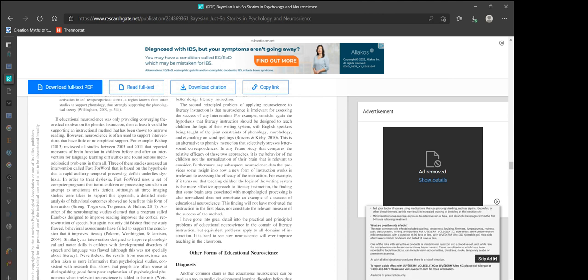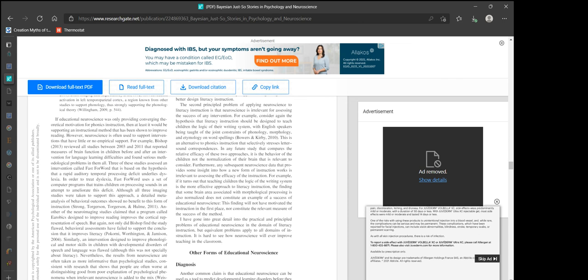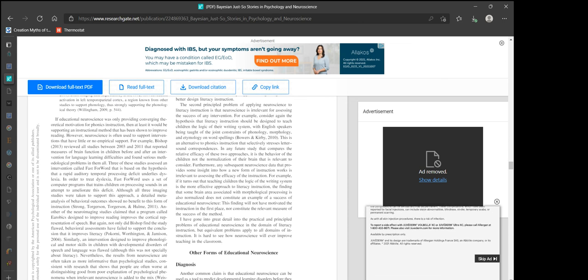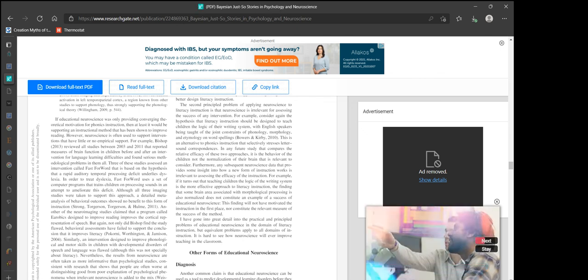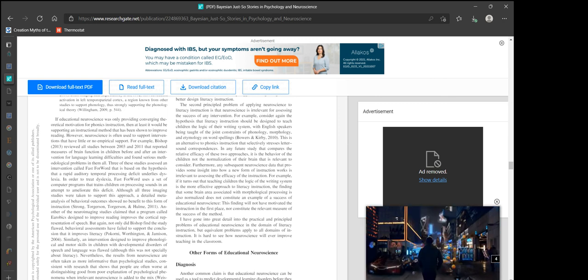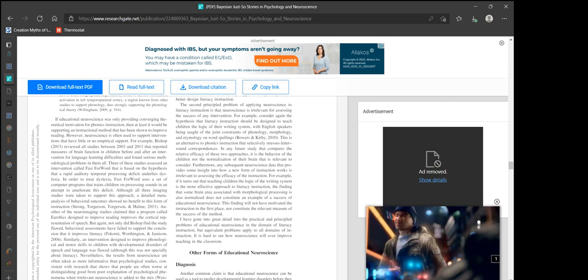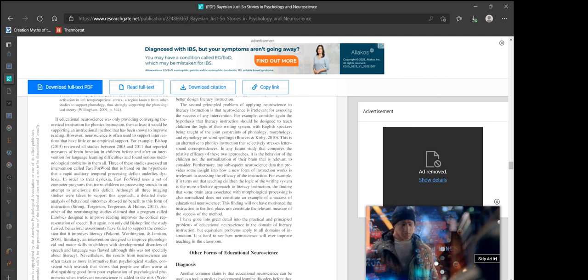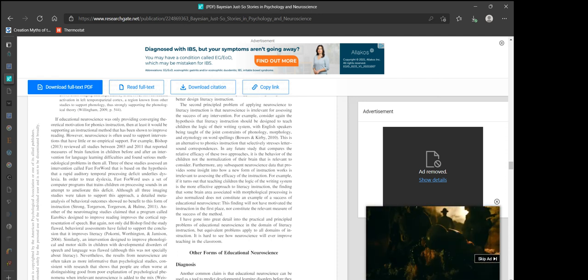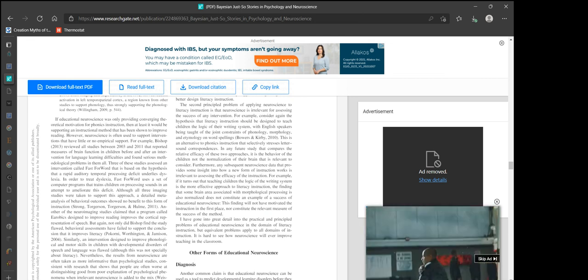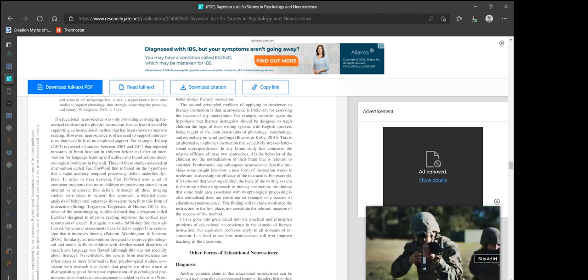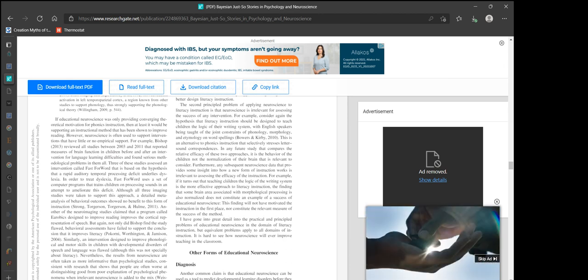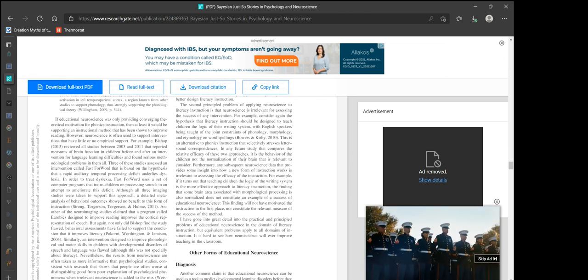The second principled problem of applying neuroscience to literacy instruction is that neuroscience is irrelevant for assessing the success of any intervention. For example, consider again the hypothesis that literacy instruction should be designed to teach children the logic of their writing system, with English speakers being taught the joint constraints of phonology, morphology, and etymology on word spellings. This is an alternative to phonics instruction that selectively stresses letter-sound correspondences. In any future study that compares the relative efficacy of these two approaches, it is the behavior of the children, not the normalization of their brain, that is relevant to consider.